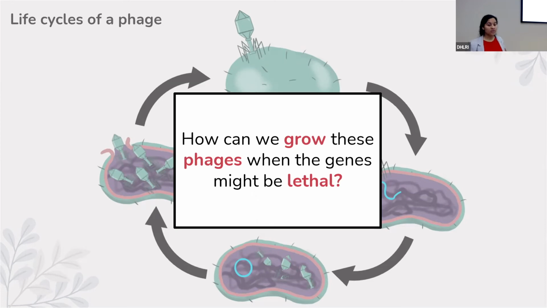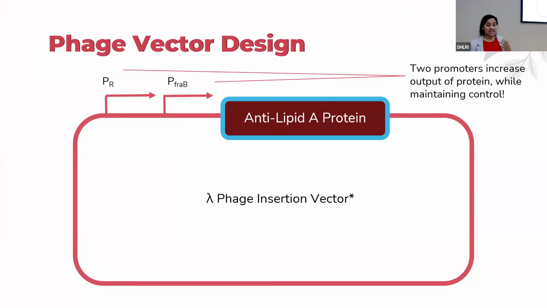And so the way that we can resolve this is with a double promoter system with an anti-lipid A gene downstream of our promoters. So the first thing I want to note with this slide is that the purpose of having 2 promoters is to maximize protein output, because eventually when we are operating in vivo, we will want to have the maximal amount of anti-lipid A proteins so that we can bind to as much lipid A as possible to prevent the immune system's response to the lipid A.